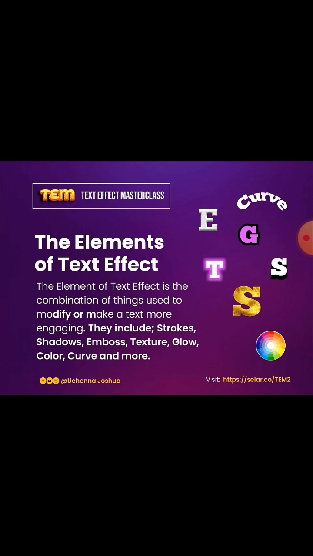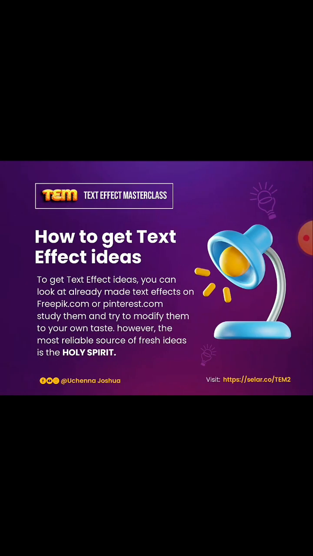So that's the same way it is. The elements of text effect are strokes, shadows, color, curves, emboss, and the rest. Bringing all these things together will give us a finished product called a text effect. So do you understand what elements are right now? Then we'll be moving over to how to get text effect ideas.